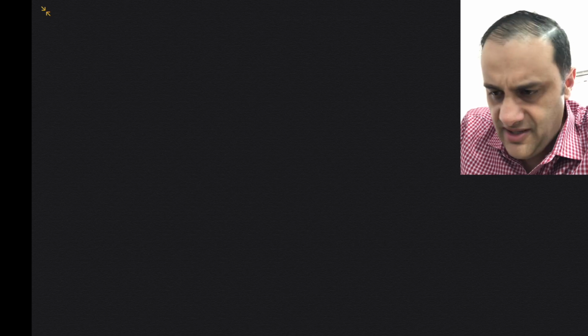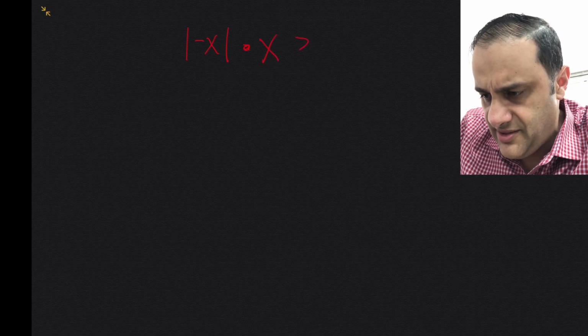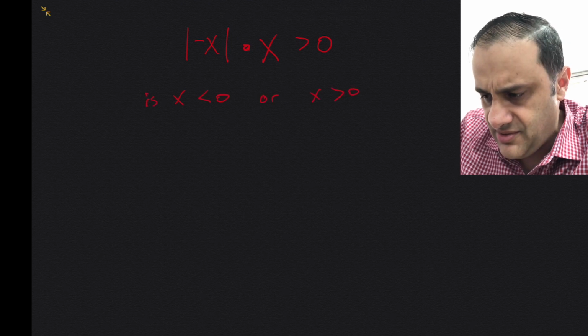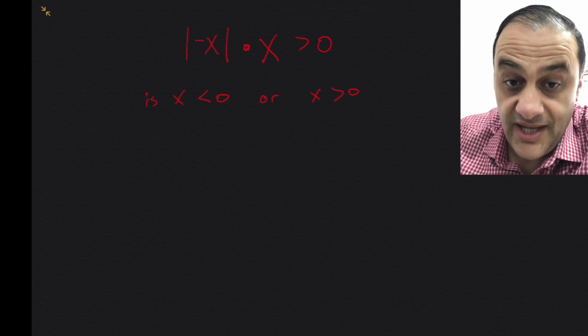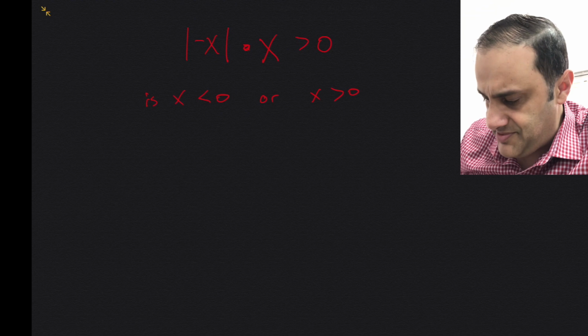Let's do this one here. We have the absolute value of negative x times x is greater than 0. And what we want to know is, is x less than 0 or is x greater than 0? So basically, is x a positive number or a negative number? Now, we've got to be cautious here because of that absolute value.